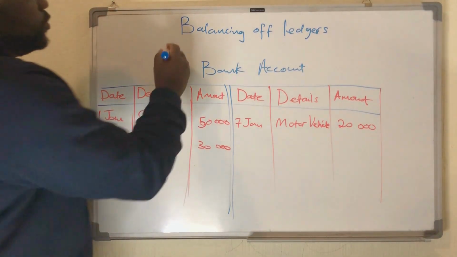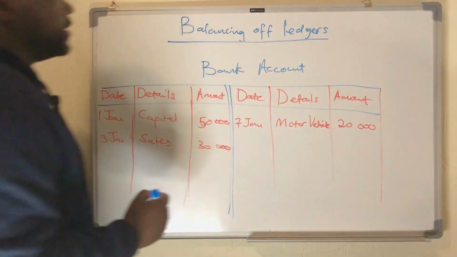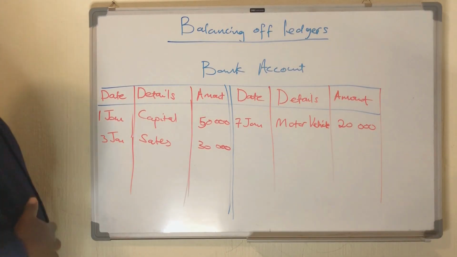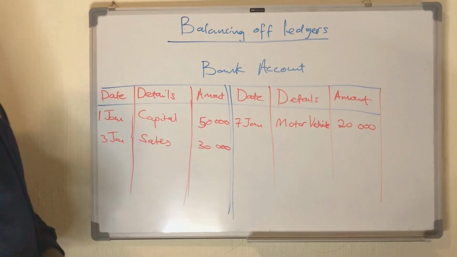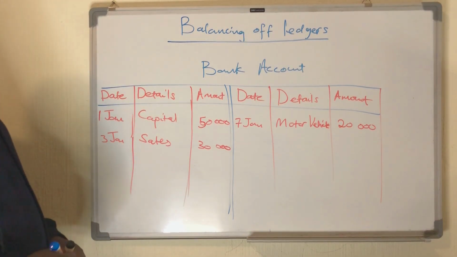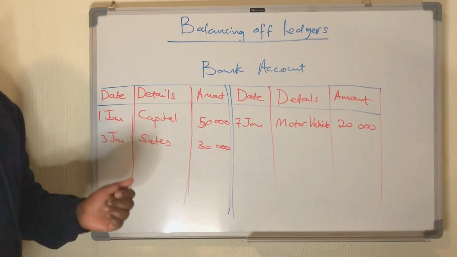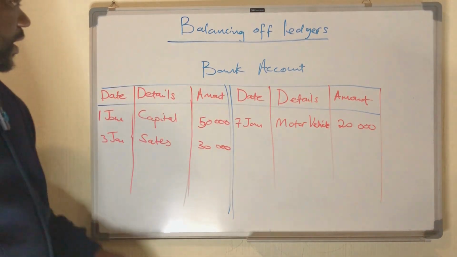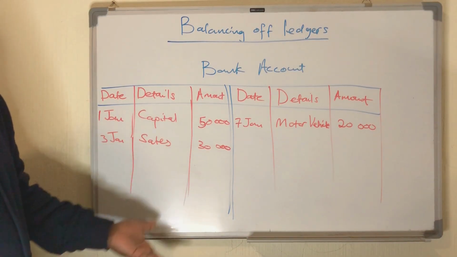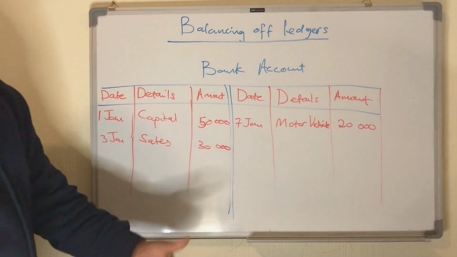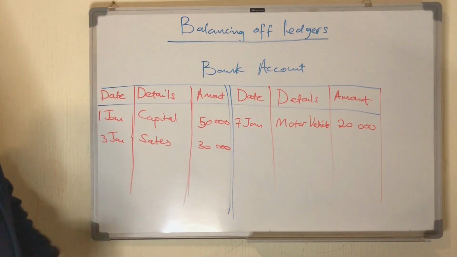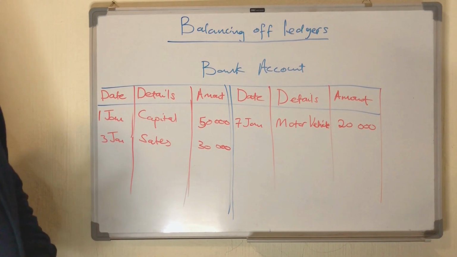So now the next step is to balance off the ledger. Balancing of the ledger usually happens at the end of the month, or at the end of the financial period, which is usually 1 year. That's when we do this balancing off, because we want to know how much is in our bank account. If the information is like this, we don't know how much is in our bank account. So we need to know at the end of the month or at the end of the year how much money we are left with in our bank account. For that reason, we have to balance off our ledgers.